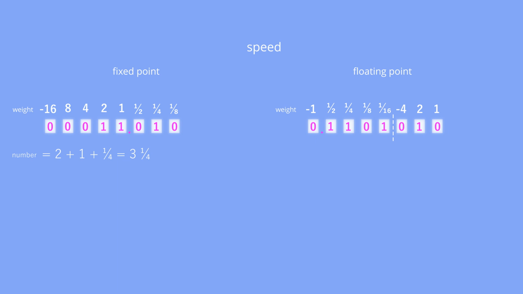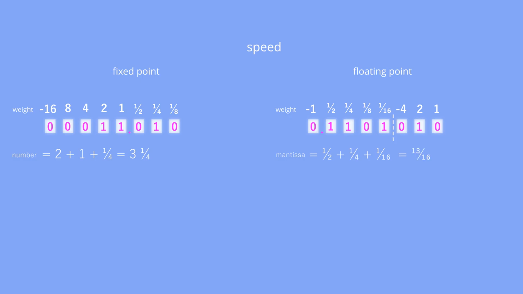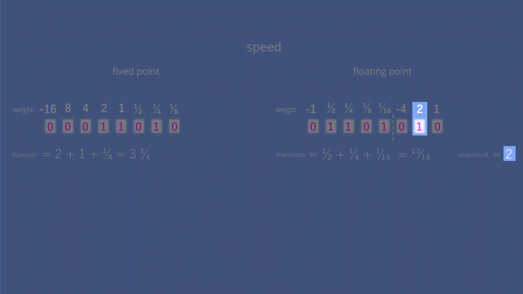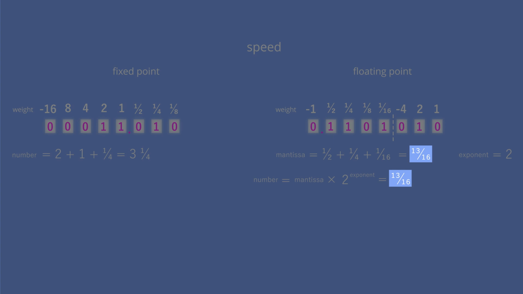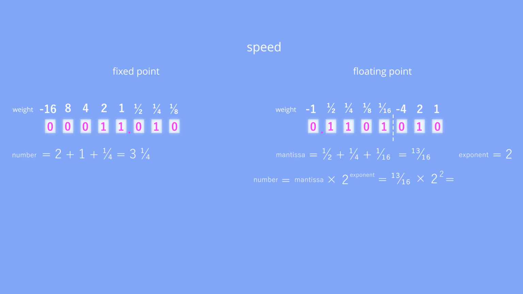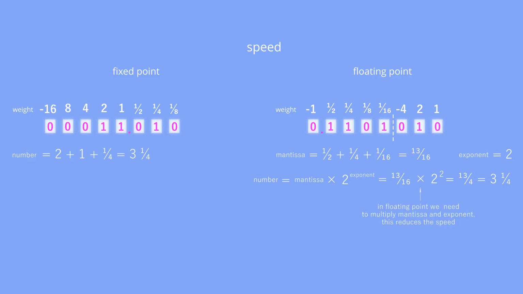For example, we have 5 bits for mantissa and 3 bits for exponent. Mantissa equals 1 over 2 plus 1 over 4 plus 1 over 16 and equals 13 over 16. Exponent equals 2. In floating point notation, number equals mantissa times 2 to the power of exponent. So 13 over 16 times 2 to the power of 2 equals 13 over 4, or 3 and 1 over 4. In floating point, we need to multiply mantissa and exponent. This reduces speed.